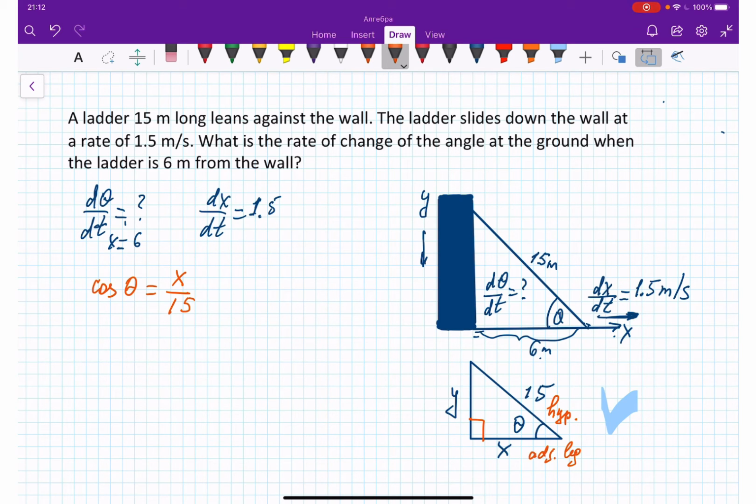Okay, so this is the key relationship that will allow us to complete our solution. It is very important to know that cosine theta is x over 15. Since we need to find the change of theta, the change of angle, d theta by dt, and we have the change of x, to connect them with each other, we are going to take the derivative: d by dt of cosine theta is equal to d by dt of x over 15.